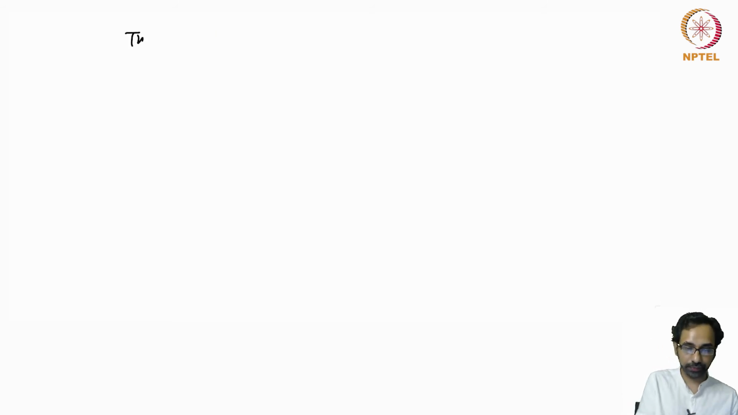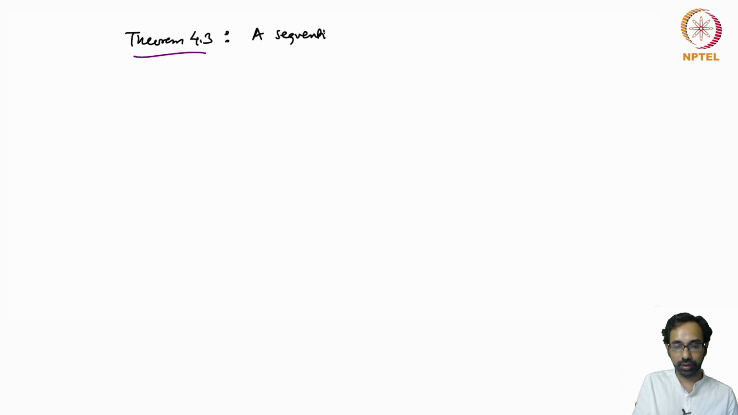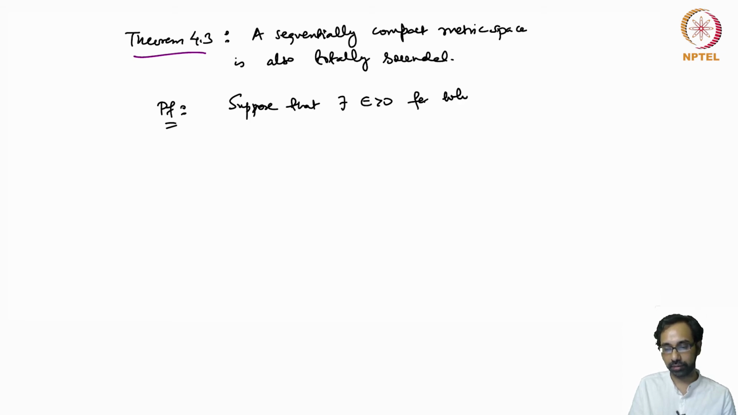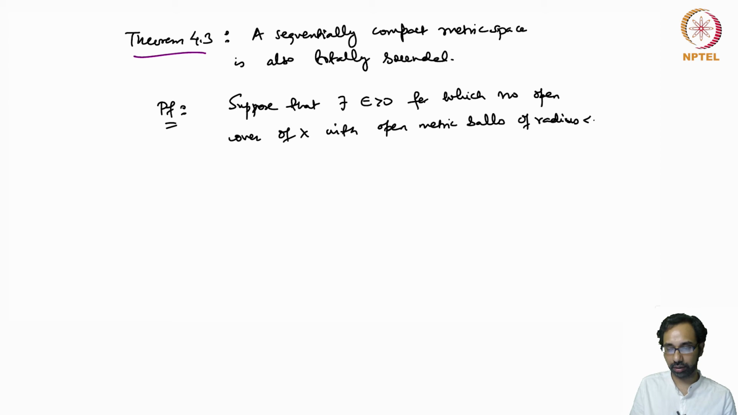What we will also show is that a sequentially compact metric space is also totally bounded. To prove this, suppose to the contrary that there exists an epsilon greater than 0 for which no open cover of X with open metric balls of radius less than epsilon can have a finite subcover.